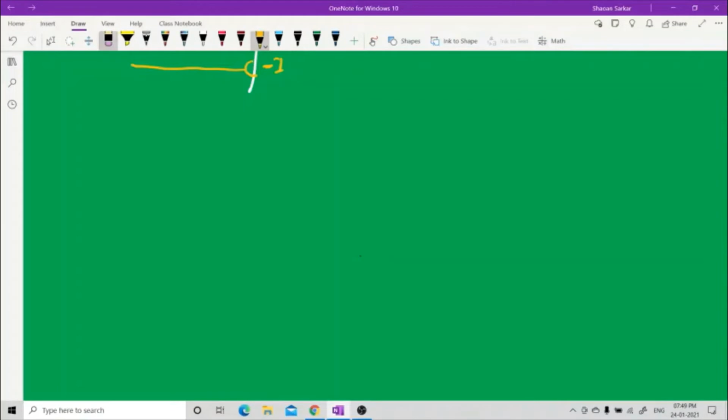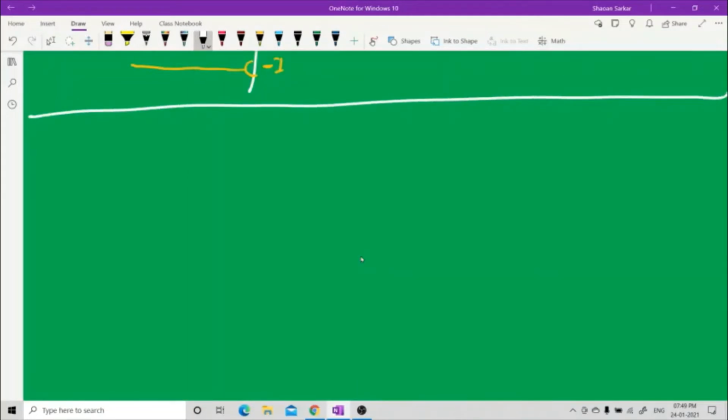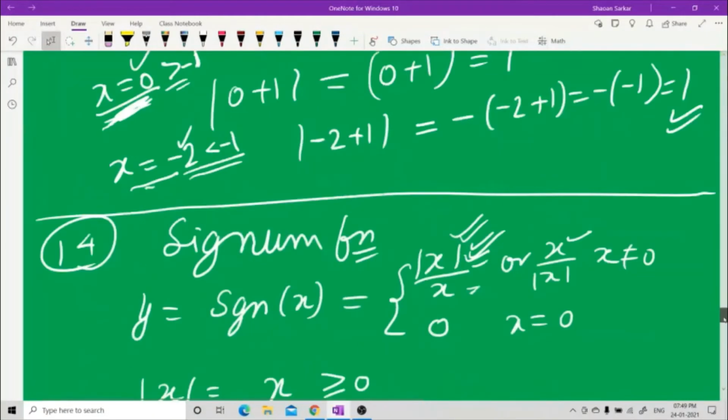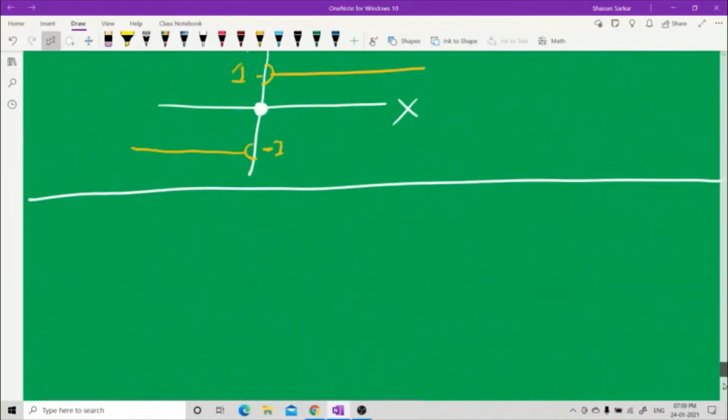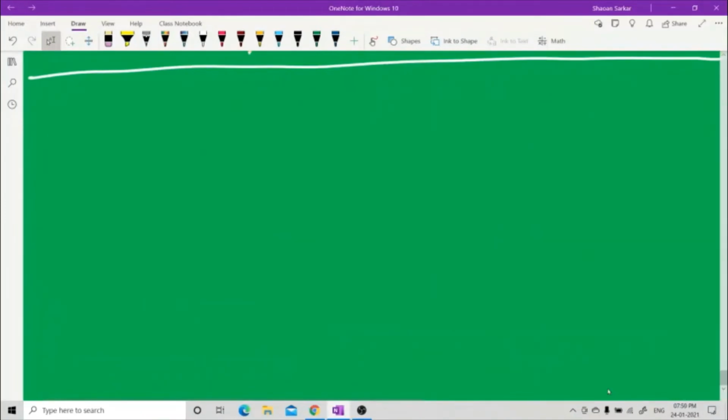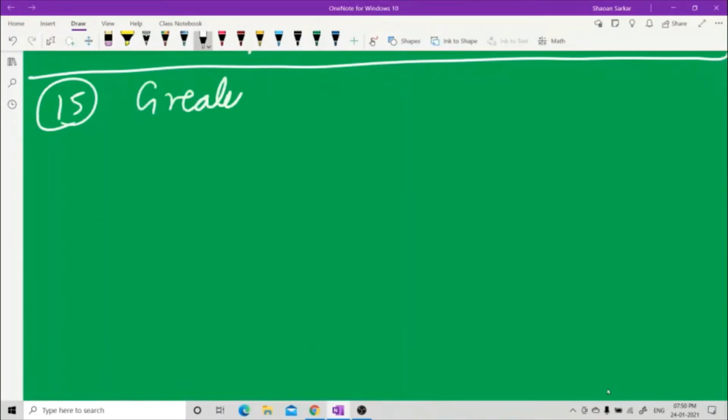Now see this. Which number is this? Wait, I always forget the number. I think 14 or 15. Just let me check. This is 14, now 15. Yes, we are talking about 15. Greatest integer function.